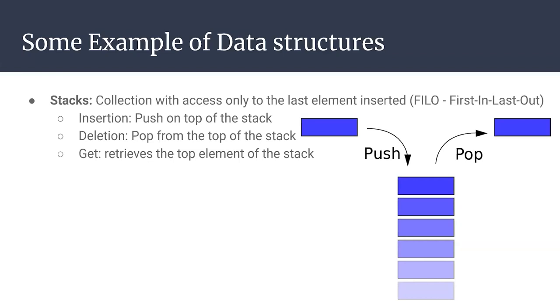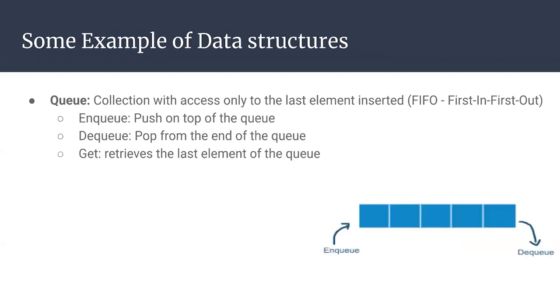Get retrieves the top element of the stack. So basically you are not allowed to get any of the elements beneath the top of the stack. If you call a get operation, it will retrieve the top element of the stack, which is 5 in our case. Right. So the other example is queues.